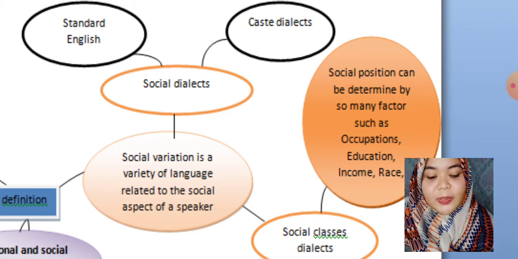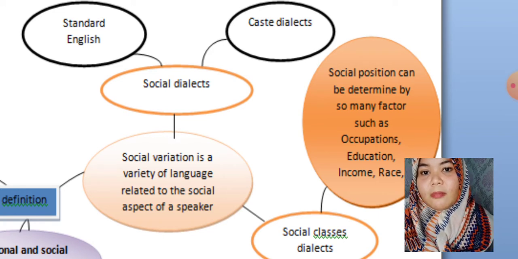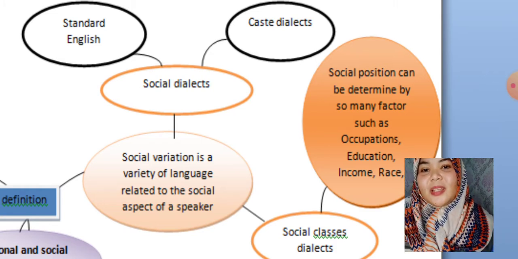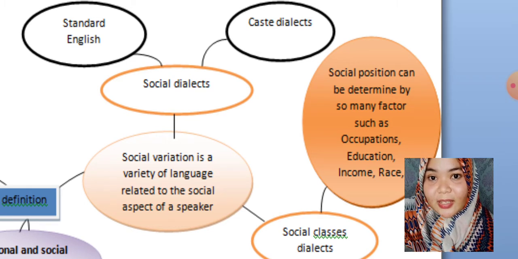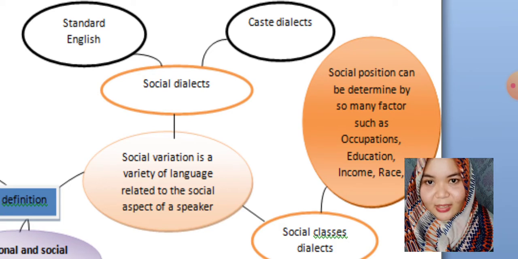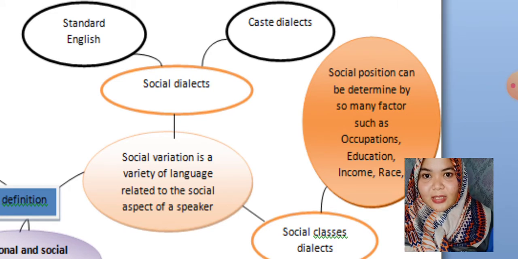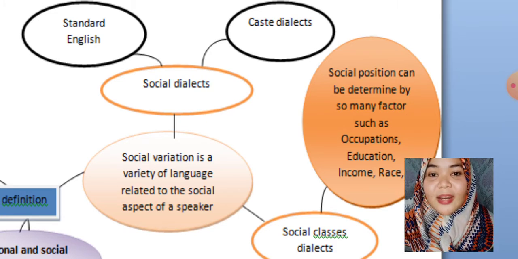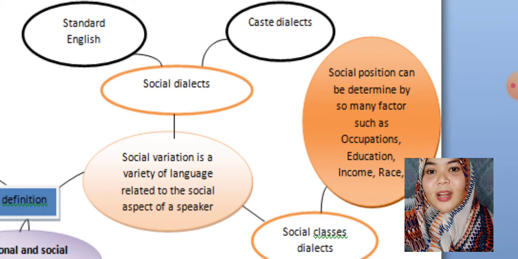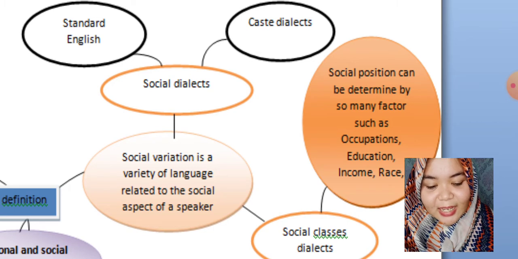Standard English is English that is spoken with many different dialects. For example, people in Nigeria will speak in English, but in a different kind of dialect. Also Indian English, American English, or British English. They are using a different standard English, a different dialect for English. And we have the caste dialect.